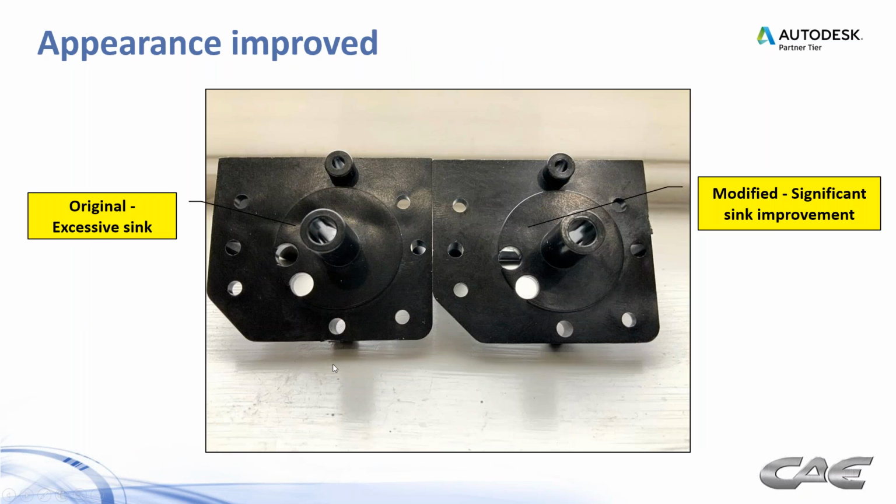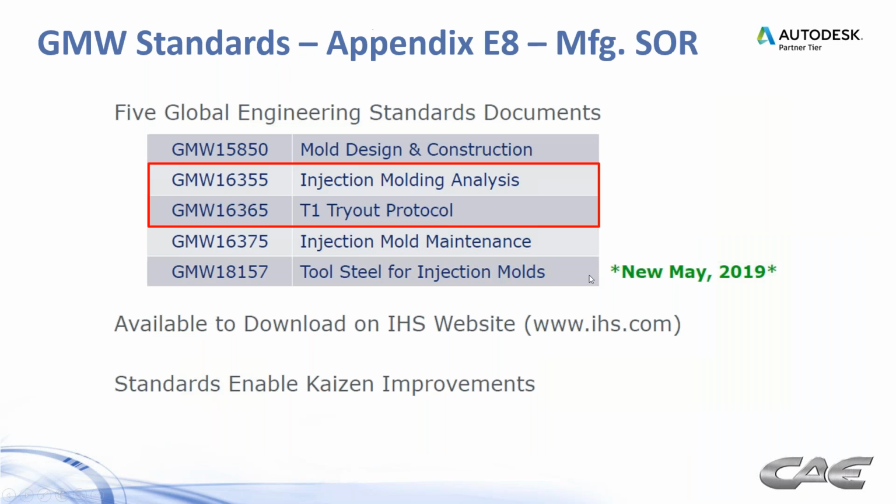And then appearance issues as well. You see the sink marks on the left here that were corrected partially by moving the gate here and also improving some of the processing. So those are the types of things that can be achieved if you use standards.